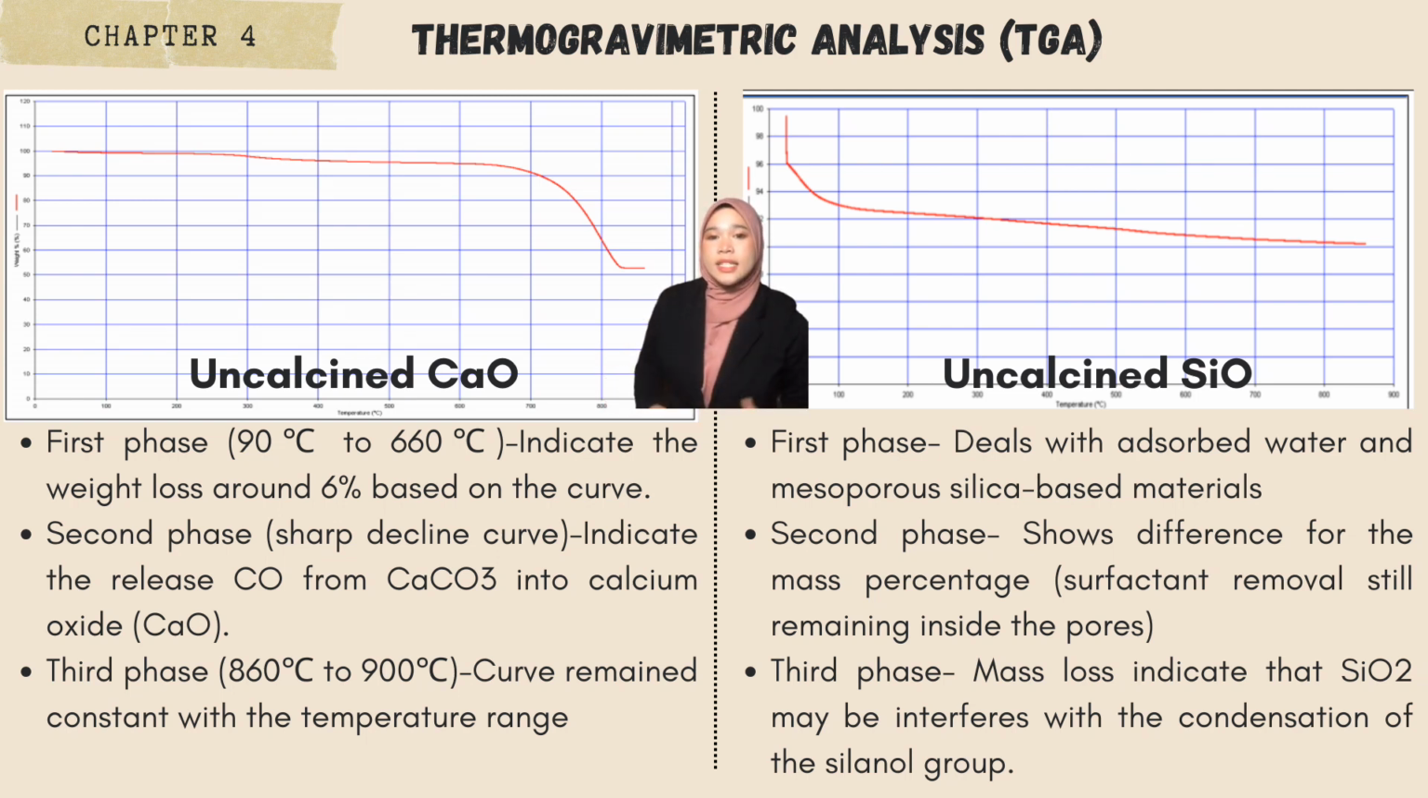Okay, for the calcined SiO2 there are also three phases. First phase deals with the absorbed water and the mesoporous silica-based material. Second shows the difference in the mass percentage. Last is the third phase. Mass loss indicates that SiO2 may be interfering with the condensation of silanol groups.